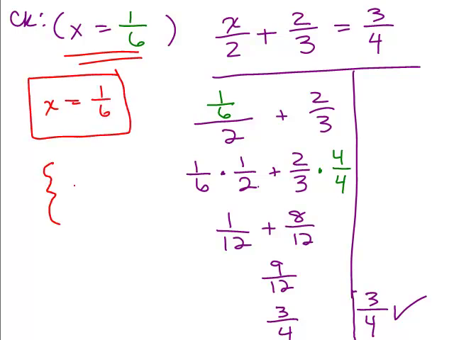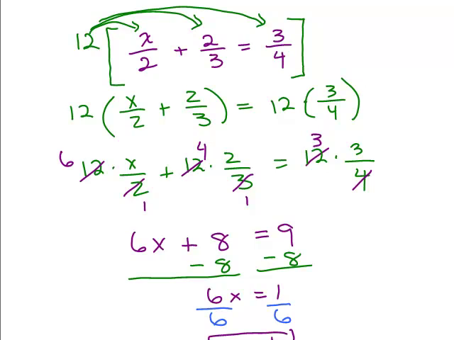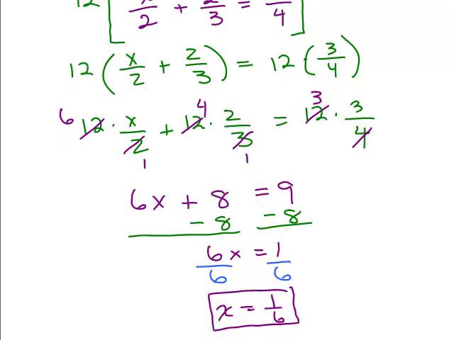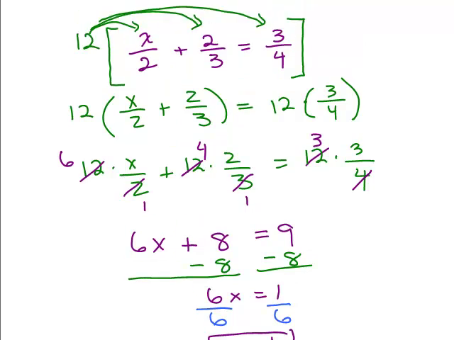So the solution, using braces, is 1/6. Okay, so this is the way we solved it the first way. And I think that's definitely the easiest way to solve this. But you could also solve it by starting with this equation, x over 2 plus 2/3 equals 3/4, subtracting 2/3 from both sides. So those of you who are interested in seeing how to do that, keep watching.